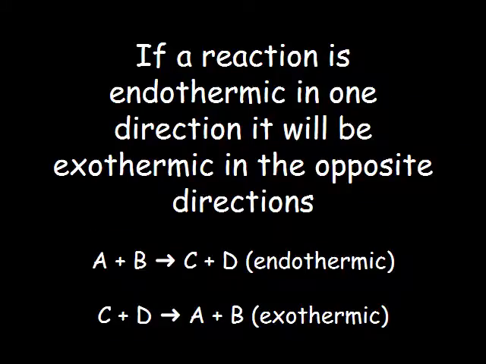So if a reaction is endothermic in one direction, it will be exothermic in the opposite direction. In the previous example, if you transformed carbon dioxide gas back into carbon dioxide solid, that would actually release energy and you get an increase in temperature. So in this example, with letters, if A plus B going to C plus D is an endothermic process, then the corresponding reverse reaction of C plus D going to A plus B would be exothermic. And that is enough for today's lesson.